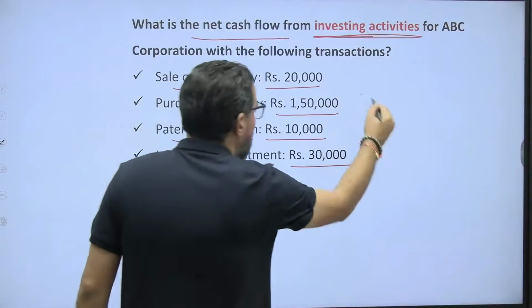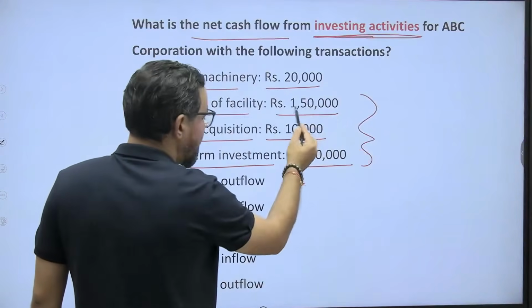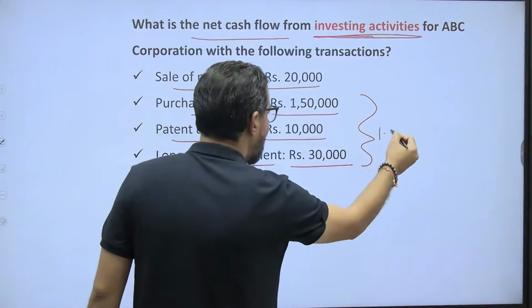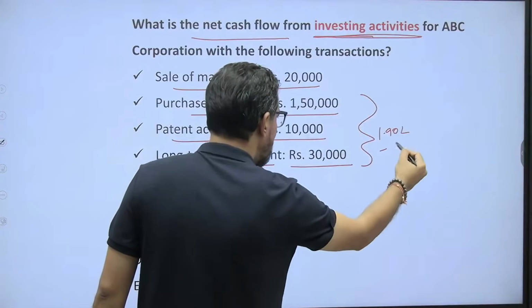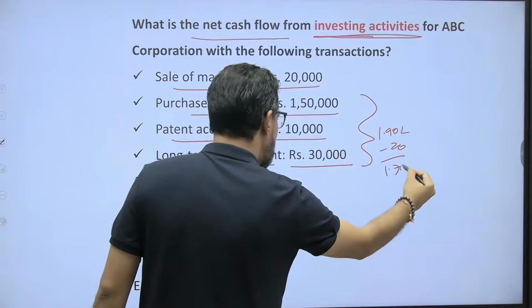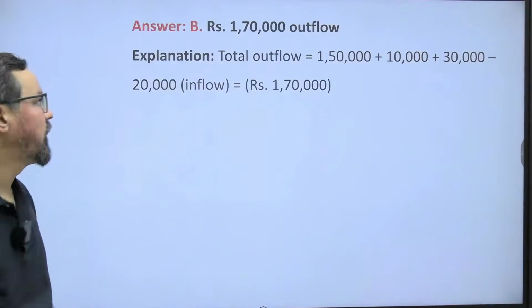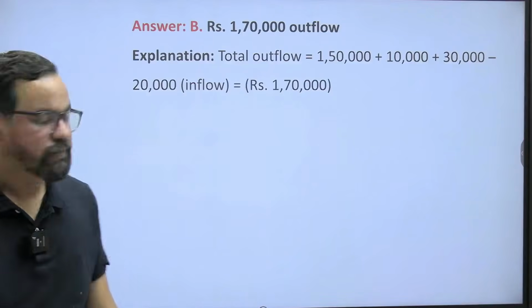So what you have to do, you have to add these. 1,50,000, 1,60,000, 1,90,000, 1,90,000 minus 20,000, 1.70 lakh outflow. So an outflow of 1,70,000. B will be right answer for this one.